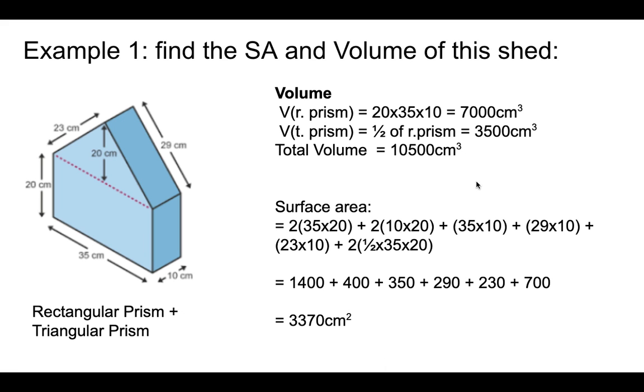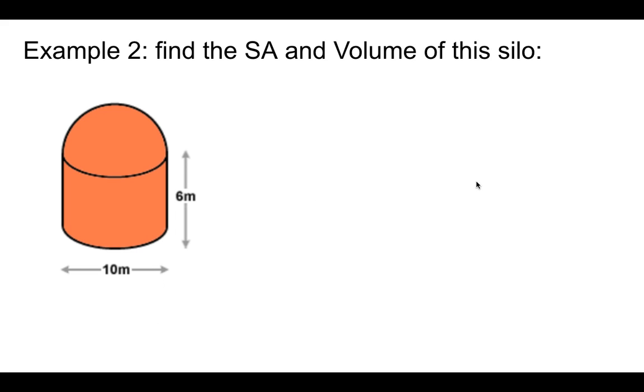Okay, let's do another one. Example 2, let's see, we have this silo here. Let's take a look at what two shapes are here. Well, on the bottom here, that's a cylinder. And then on the top, we have half a sphere. So that's called a hemisphere. So that's half a sphere.